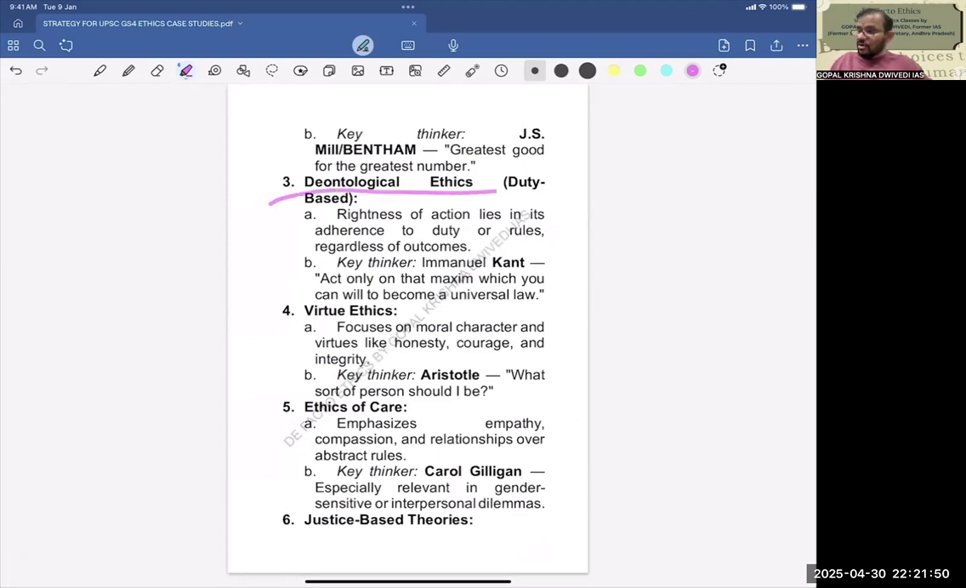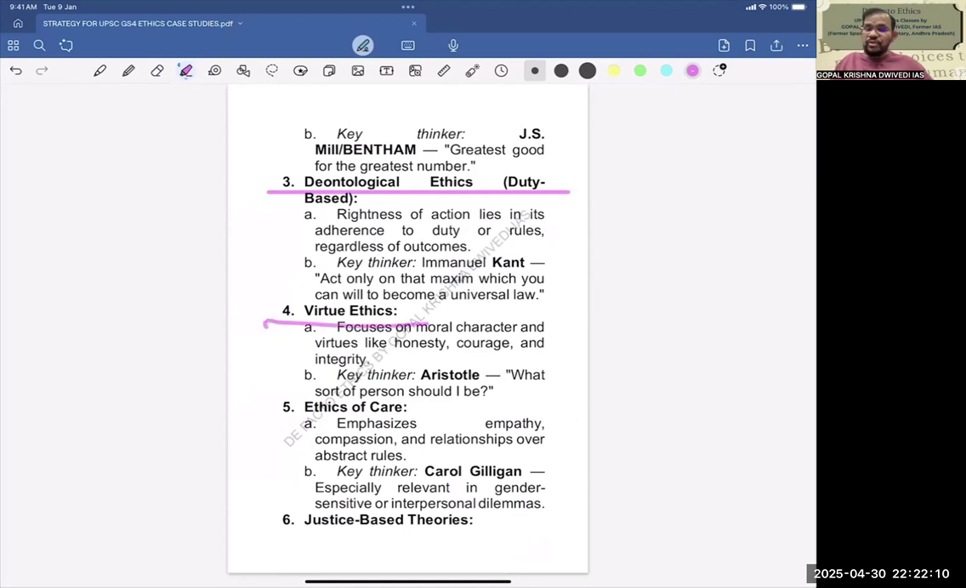Then third is deontological ethics, that is duty-based ethics. This was promoted by Immanuel Kant. Kant said: act only on that maxim which you can will to become a universal law. So this was Kant's philosophy, and accordingly duty-based ethics comes from Immanuel Kant.